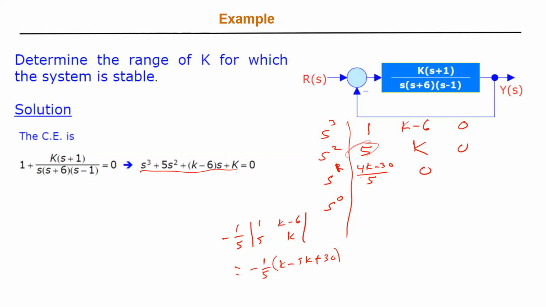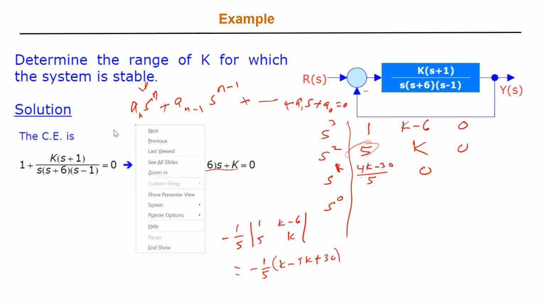My question is in the s to the power of 1 row: why wasn't the first element K minus 6? No, the first element we take from the polynomial. What is the degree of the polynomial? In general, it is an s to the n plus an minus 1 s to the n minus 1, and so on until a1 s plus a0 equal to 0. We take whatever the order of the polynomial. The first element is going to be an, then you alternate. This is the procedure. This is the algorithm.